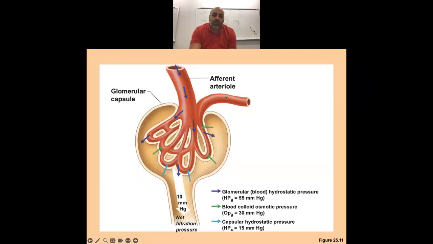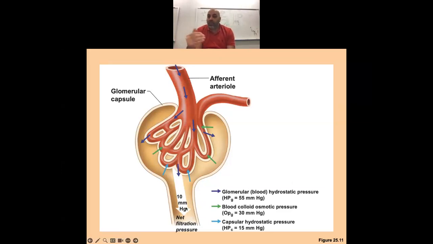So here's afferent, there's efferent, there's glomerulus. The dark blue represents glomerular hydrostatic pressure, and we're saying it's worth 55 millimeters of mercury pushing out. The green represents osmotic or oncotic pressure. That's the albumin and the solute that isn't making it out, really the albumin, pulling back into the blood vessel. So right now we technically have 25 millimeters of mercury pushing out as filtrate.